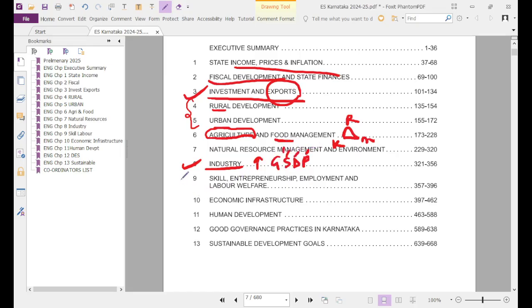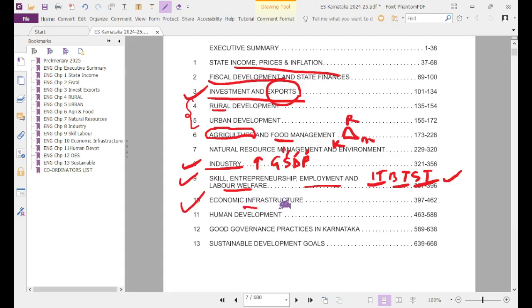Also, what are the efforts by the government and the present dispensation for skill, entrepreneurship, employment and labor welfare? As you know, Karnataka has IT, BT and S&T, information technology, biotechnology and science and technology, which is a front runner and a role model for many of the states in India. So there are efforts in this direction to further technological advancement and a knowledge economy based on technology.